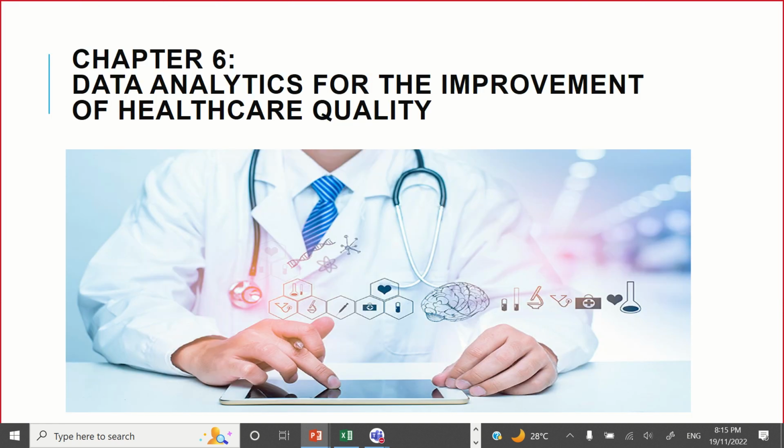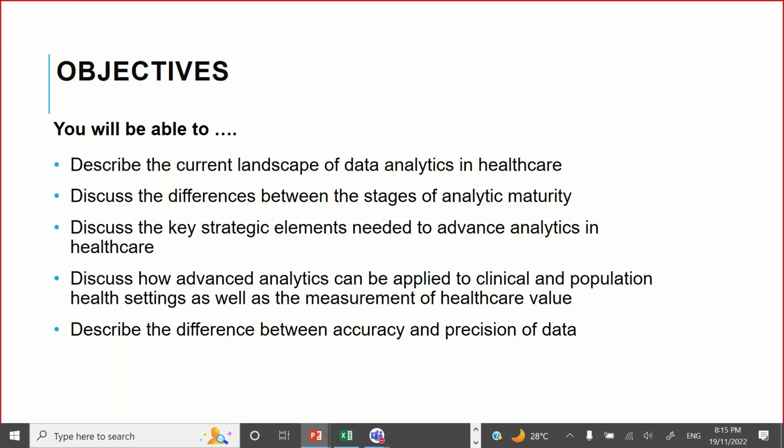Today, the chapter focuses on the data analytics for the improvement of healthcare quality. They don't focus on the analysis technique, but mostly on how did data analysis start, how did it grow, and so on. We will be covering those topics, describing the current landscape of data analytics in healthcare, discussing the differences between the different stages in the maturities, and then discussing key strategic elements needed to advance analytics in healthcare, discussing how advanced analytics can be applied in clinical and population health settings, as well as measuring healthcare value, and then describing the differences between accuracy and precision of data.